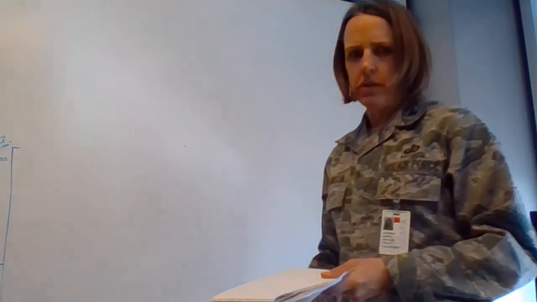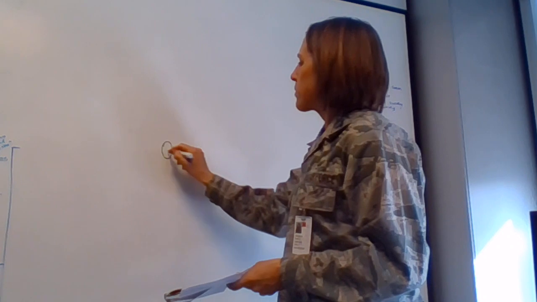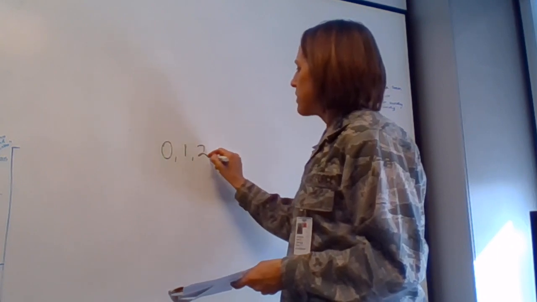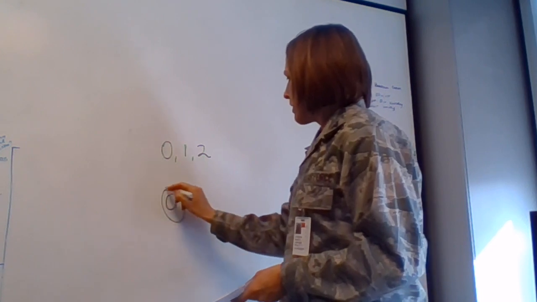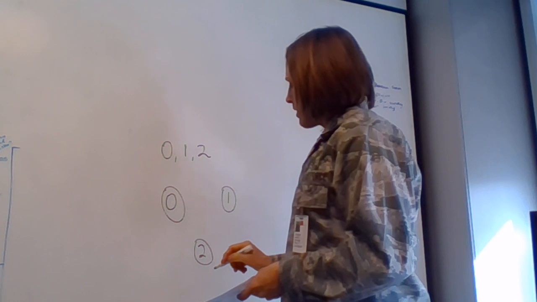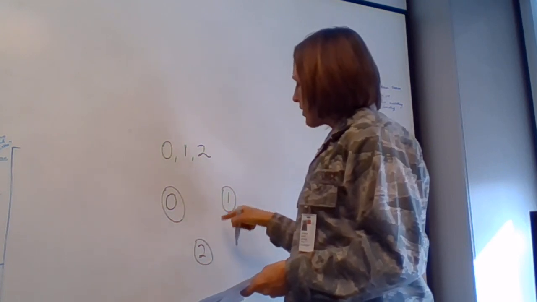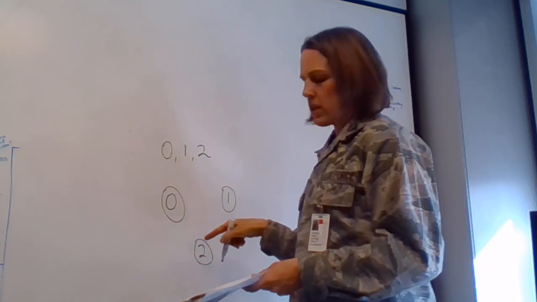Okay, let's talk about transition diagrams. So let's say we have a process and it's got 3 states, and we're just going to call them 0, 1, and 2. Okay, so we can depict this as a diagram that looks like this. And the nodes, one for each state, represent the system being in that state.